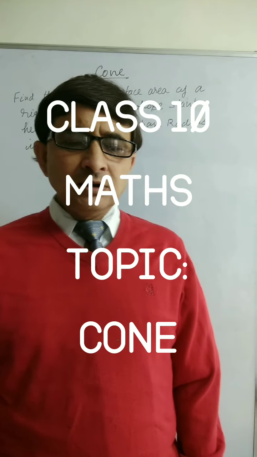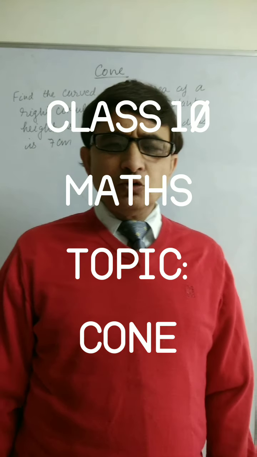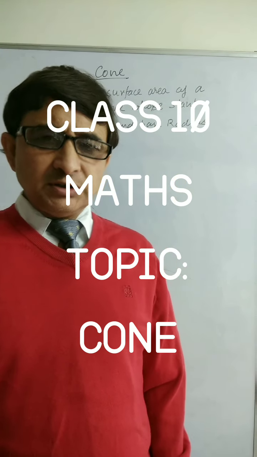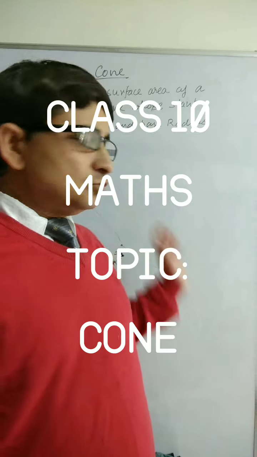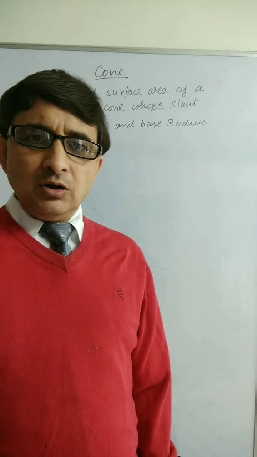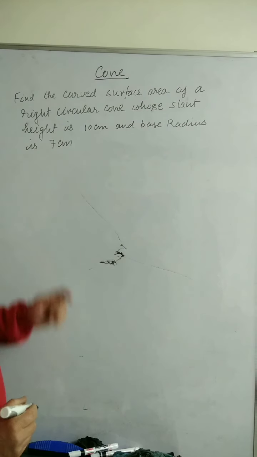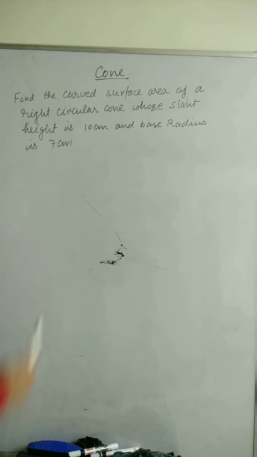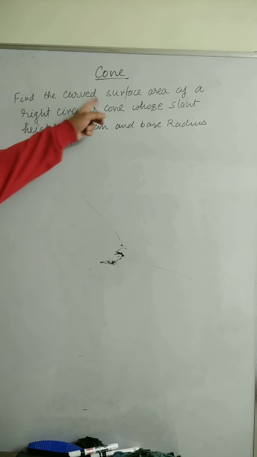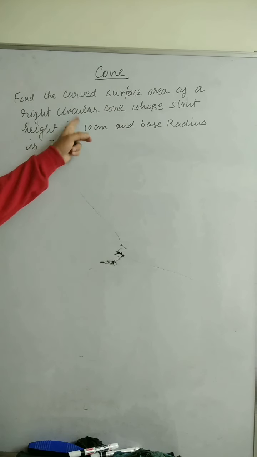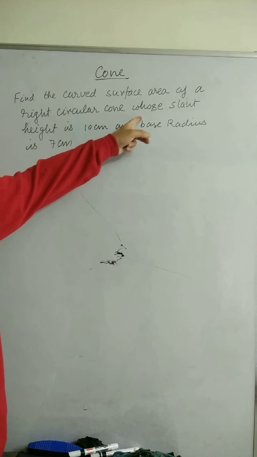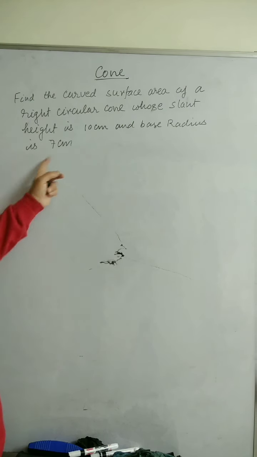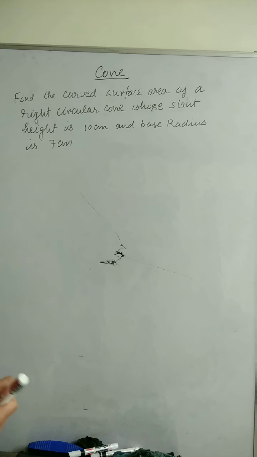In this video lesson, I'll tell you how to do questions based on cone. We'll take some questions and I'll tell you how to solve those questions. Suppose this is the question: find the curved surface area of a right circular cone whose slant height is 10 centimeters and base radius is 7 centimeters.